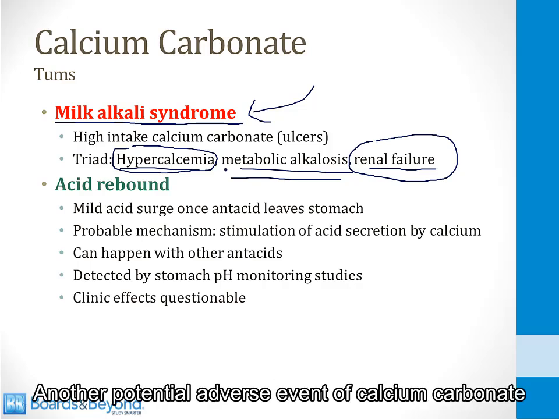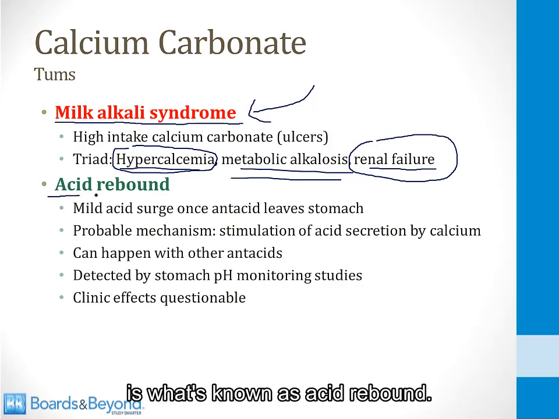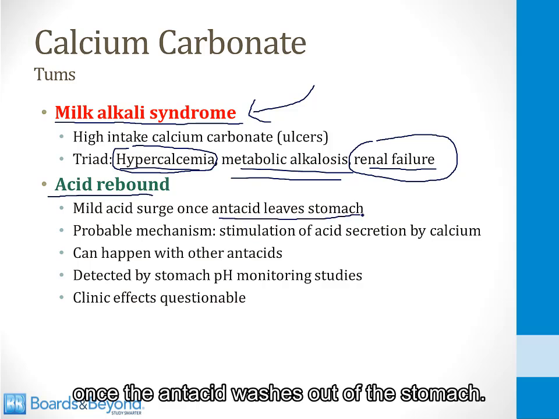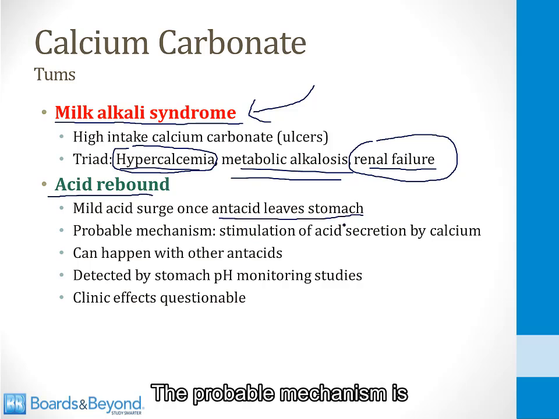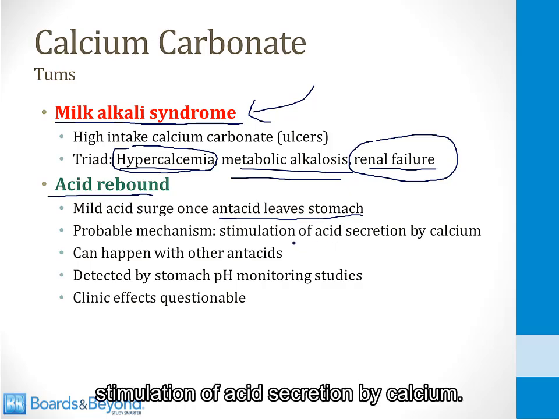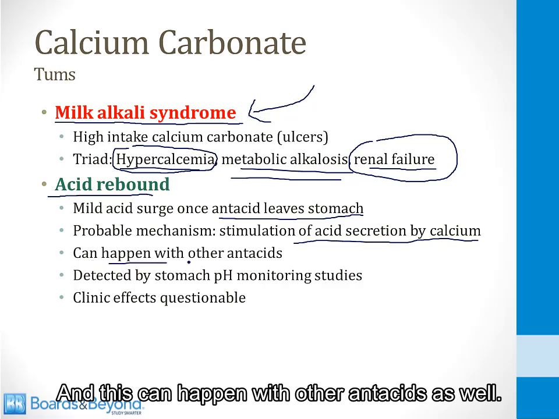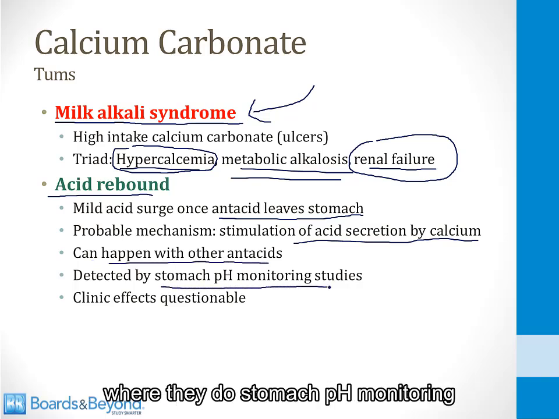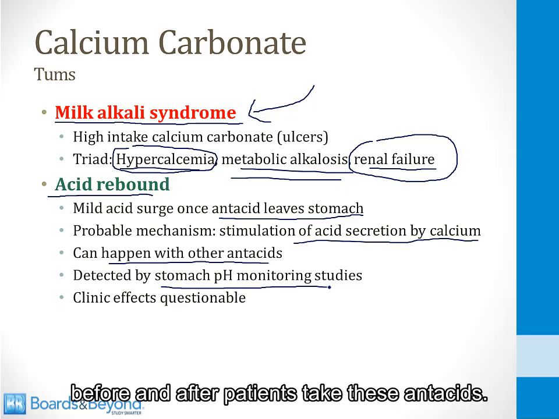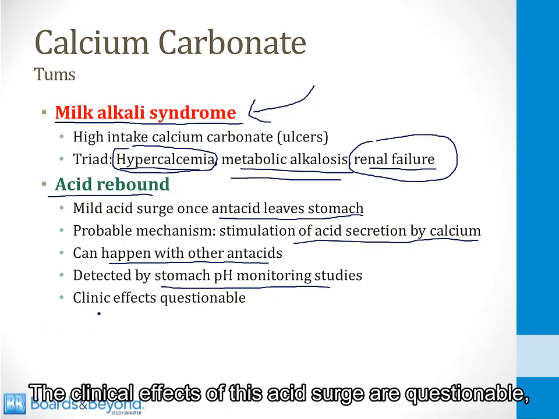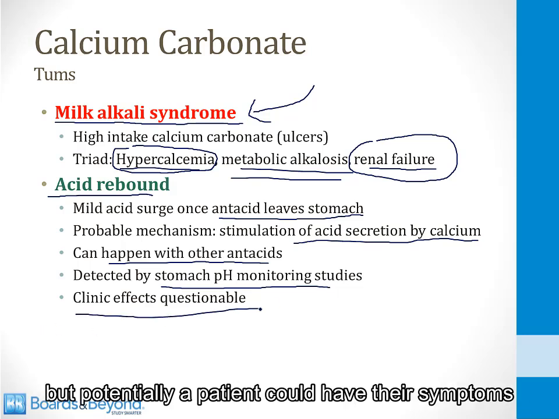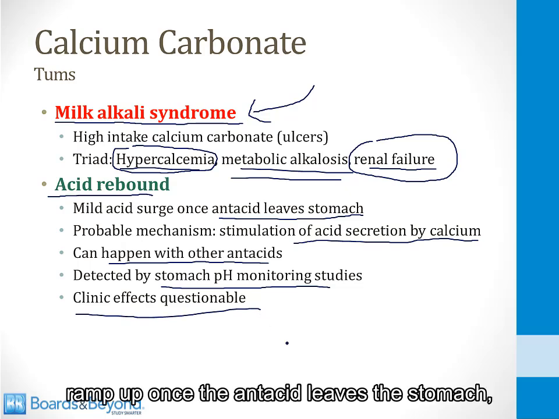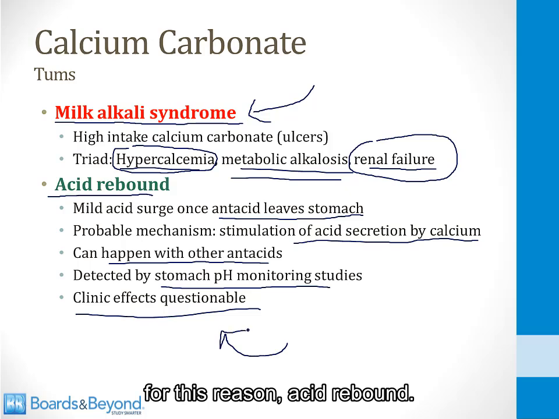Another potential adverse event of calcium carbonate is what's known as acid rebound. This is a mild acid surge once the antacid washes out of the stomach. The probable mechanism is stimulation of acid secretion by calcium, and this can happen with other antacids as well. It's mostly detected in studies where they do stomach pH monitoring before and after patients take these antacids. The clinical effects of this acid surge are questionable, but potentially a patient could have their symptoms ramp up once the antacid leaves the stomach. For this reason, acid rebound.